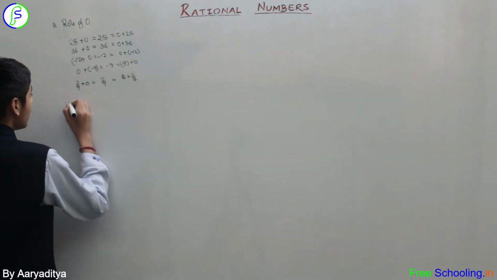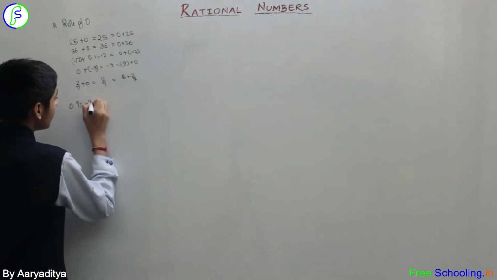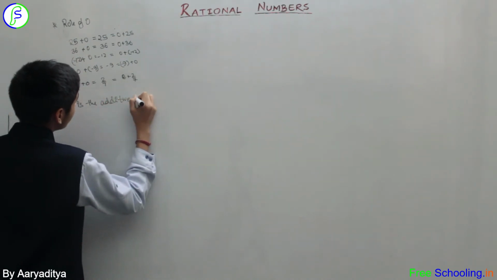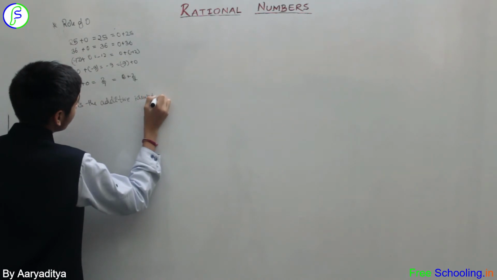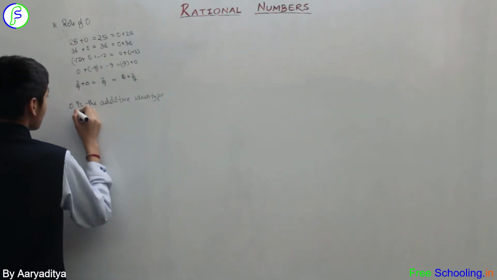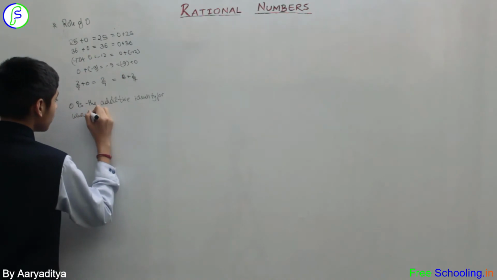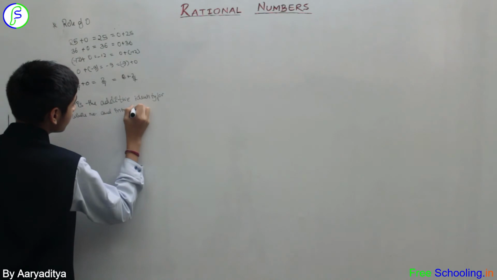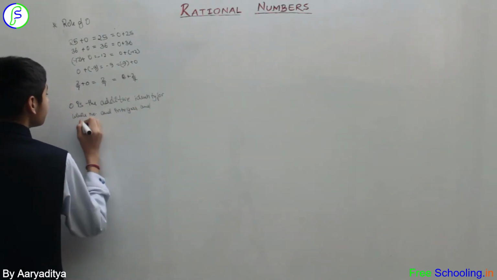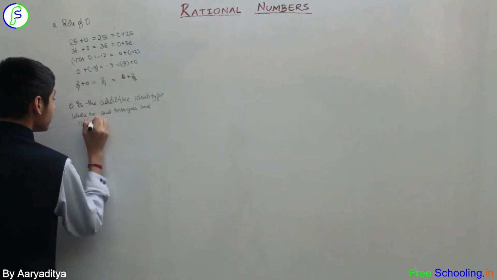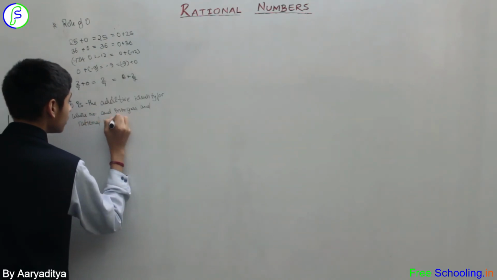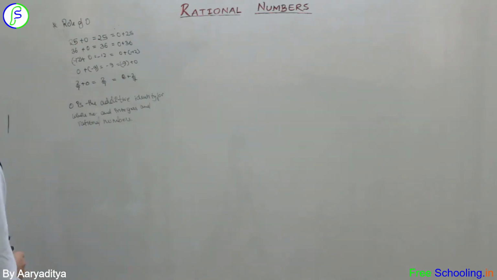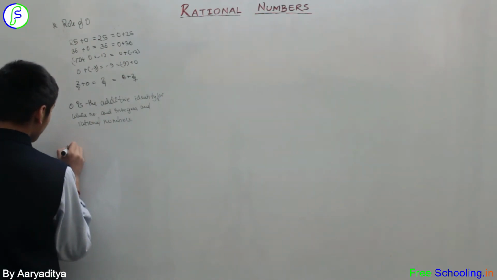So we say that 0 is the additive identity for whole numbers and integers and rational numbers. Okay, so this was the role of 0. Now we will be moving on to role of 1.